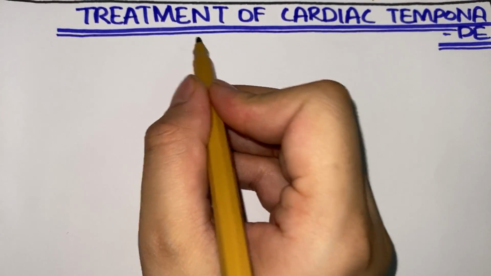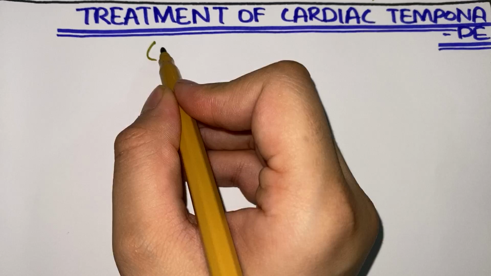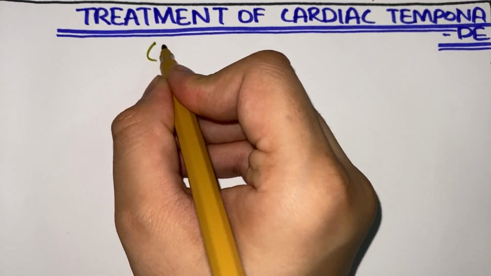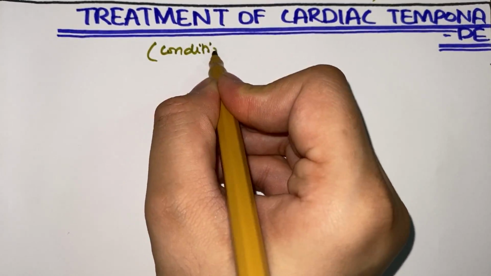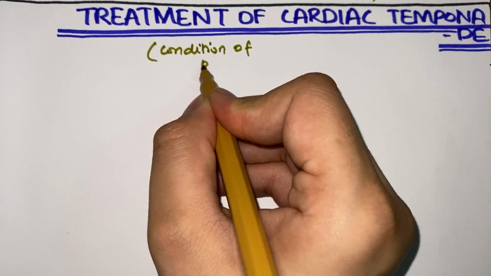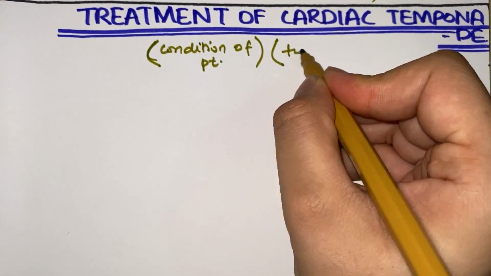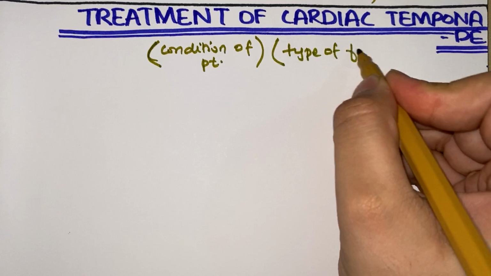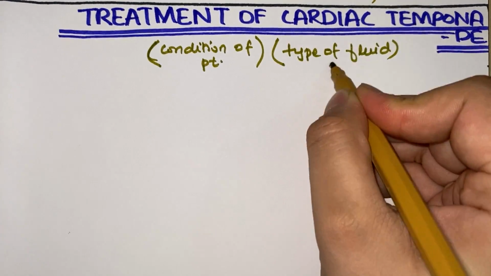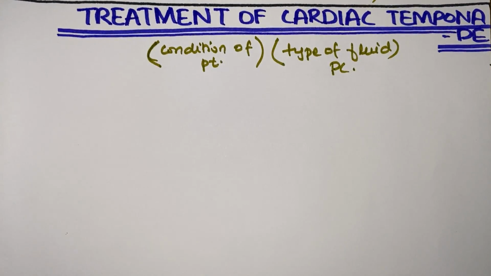In the management, a very important point at the start is that the whole management depends on two major points. First, what is the condition of the patient, meaning whether the patient is stable or unstable at the time of presentation. Second, it depends on the type of fluid that is present in the pericardial cavity. Now, taking these two points into account, we will start our discussion of how we will manage the patient.